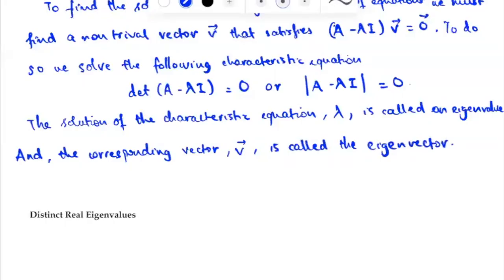So again, to get the solution to the system of differential equations, you solve the characteristic equation, which is the determinant of A minus lambda I equal to 0. You solve that equation, and you get some value. The value is lambda, and it is called the eigenvalue. And we use this eigenvalue to find the representation of vector v, and that vector v is called the eigenvector. Now, as I mentioned before, there are 3 different types of eigenvalues: distinct real eigenvalues, repeated eigenvalues, and complex eigenvalues.